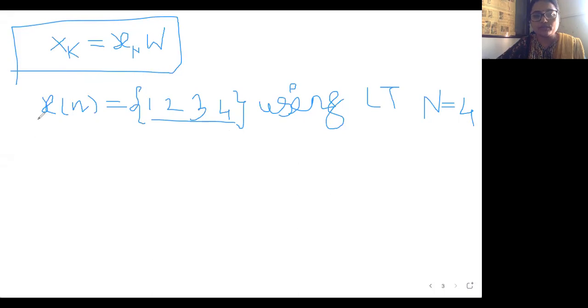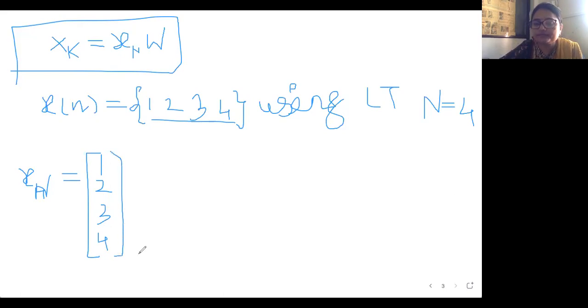So I can represent x of n as x of 4, so this can be represented as 1, 2, 3, 4. What will be the dimension of this matrix? How many rows are there? 1, 2, 3, 4, right? Obviously there are 4 rows. And how many columns are there here? 1. Only one column is visible. So this will be 4 by 1.